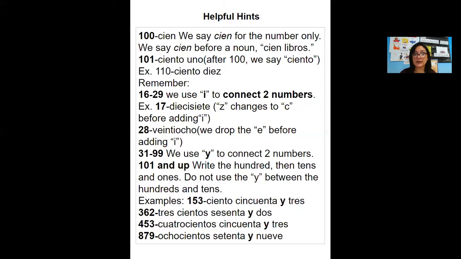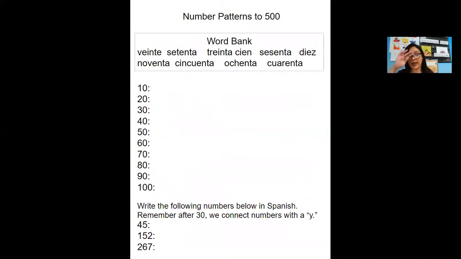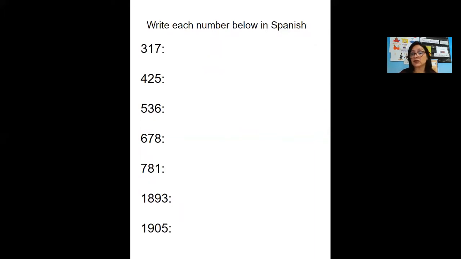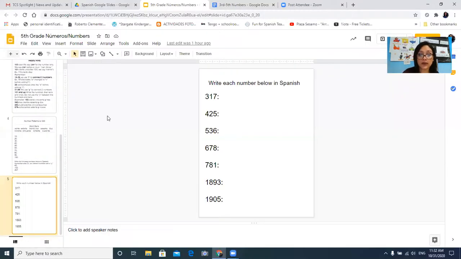So for your assignment, each grade is going to have their own worksheet to do on the Google slide. You'll have all this information so you can go back and review. You're going to have 2 sheets to do. From the word bank, choose the tens place from 10 to 100. The words are listed in the word bank and you're going to write them next to it in Spanish. On the bottom, write the following numbers in Spanish. Remember, after 30, we connect numbers with a Y. And then you're going to have also some numbers to write below in their Spanish words. Each grade is going to have their own page worksheet to go over.